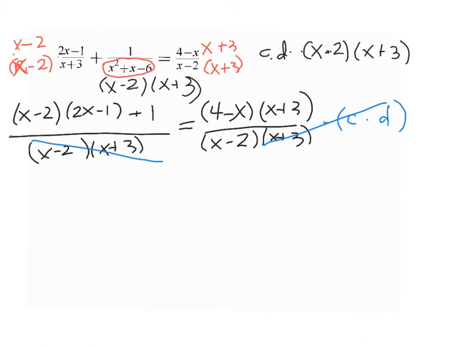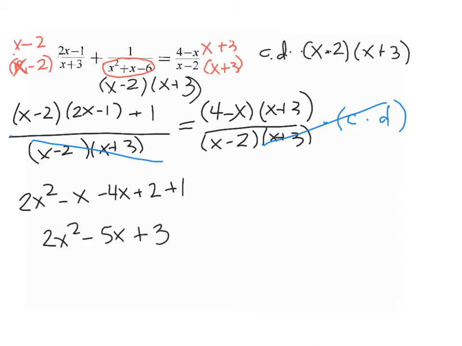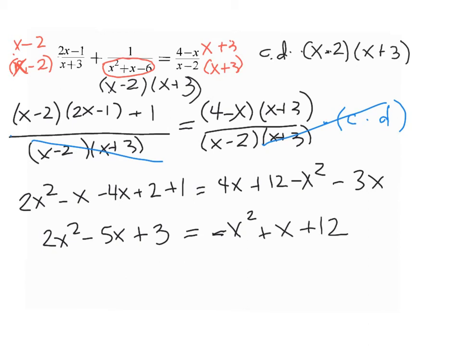So you're going to have to practice your foiling here. When I FOIL on the left side, I get 2x squared minus x minus 4x plus 2 plus 1. So I'm going to combine my like terms here. Plus 3. And then over here, I'm going to get 4x plus 12 minus x squared minus 3x, which will boil down to, okay, I'm not certain that there are no mistakes, so hopefully I did this one correct, and this is a minus.